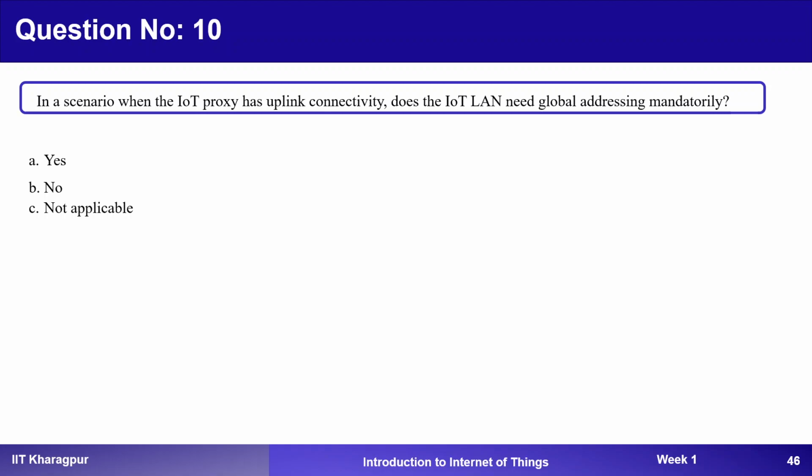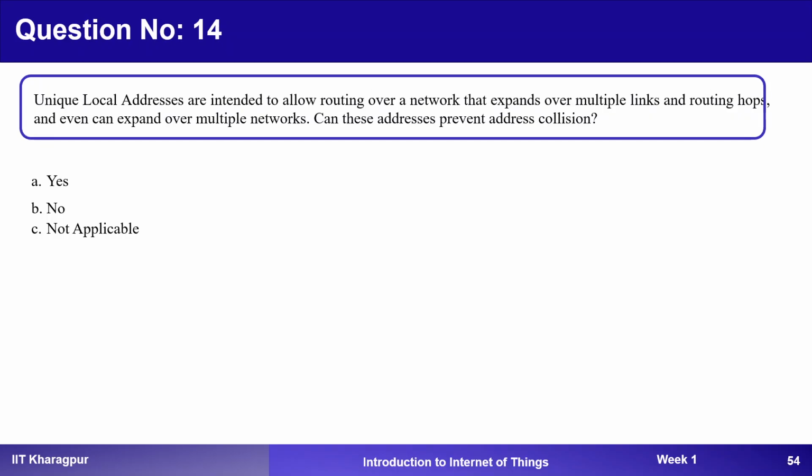Next question is unique local addresses are intended to allow routing over the network that expands over multiple links and routing hubs and even can expand over multiple networks. Can these addresses prevent address collision? Options are yes, no, not applicable. Yes, ma'am. Yeah, right. Now last question is, which of the following is an example of a vector sensor?